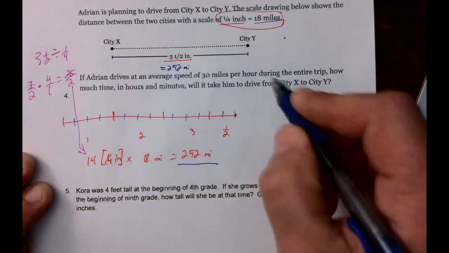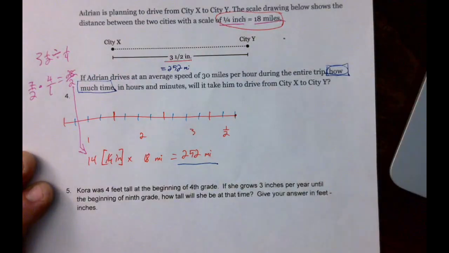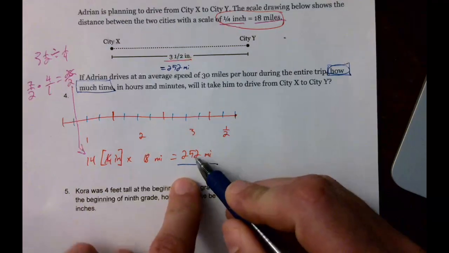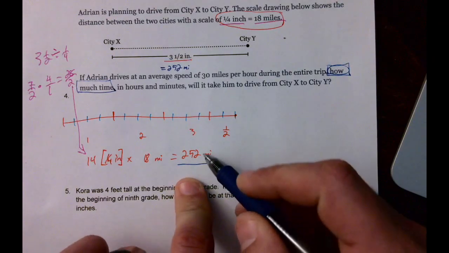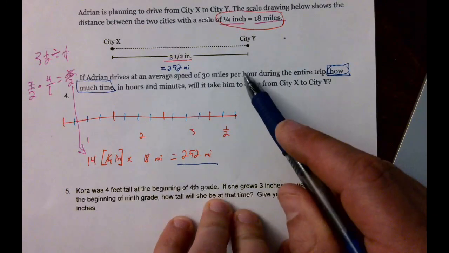Look at what they're asking. How much time? Do you guys get a clue for how to do the problem from the question? Yes. How much time means I'm looking for time. What do I have? I know that I'm going to be doing 252 miles. How do I go from 30 miles per hour to a time limit?